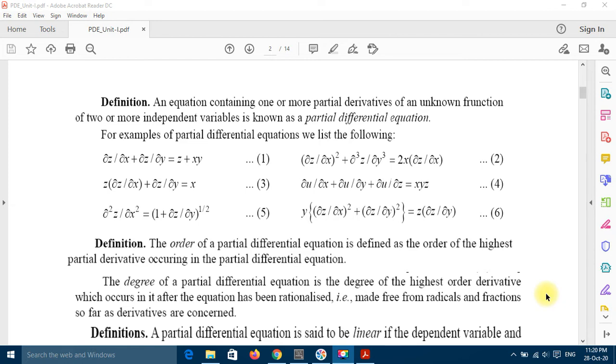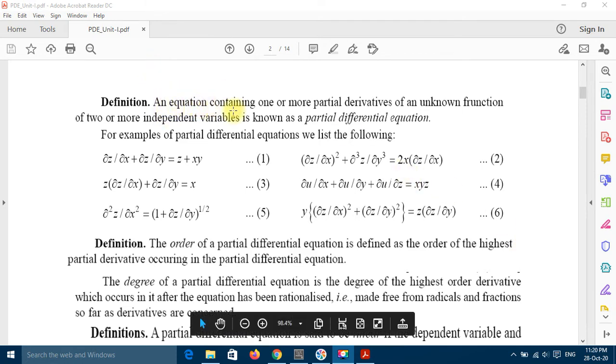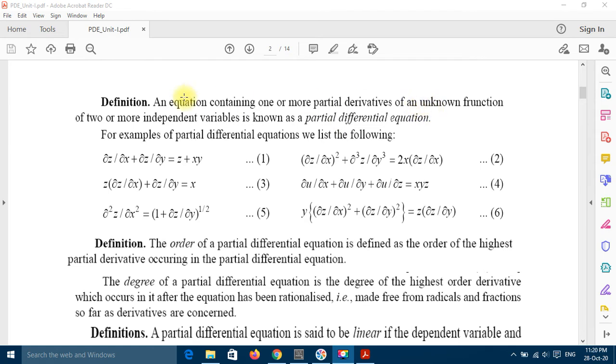In ordinary differential equation, the function is dependent on single independent variable, then we call it as an ordinary differential equation. If the function is depending on more than one independent variable, then the differential equation is known as partial differential equation. So let us define an equation containing one or more partial derivative of unknown function of two or more independent variable is known as partial differential equation. These are the examples of the partial differential equation.